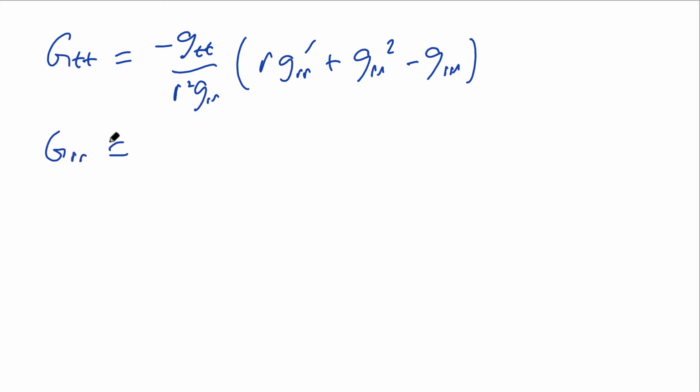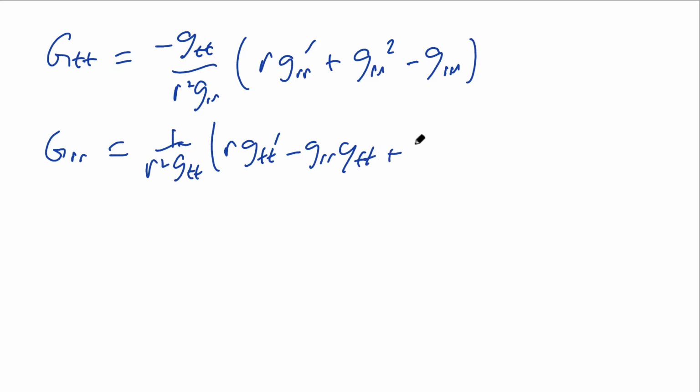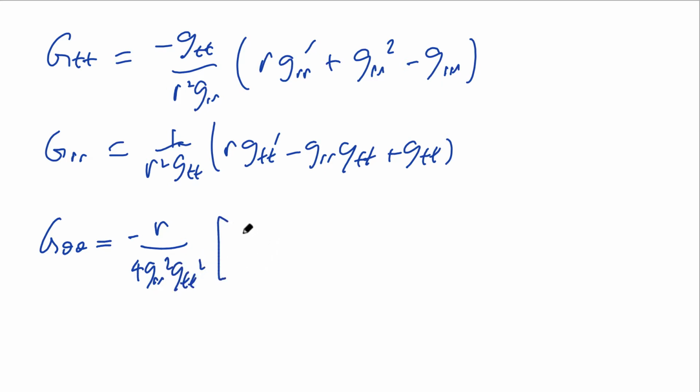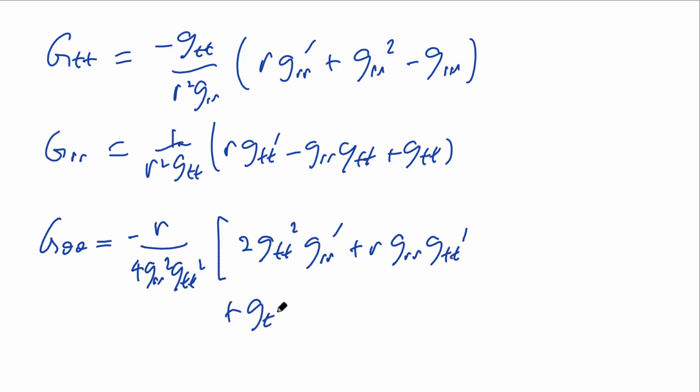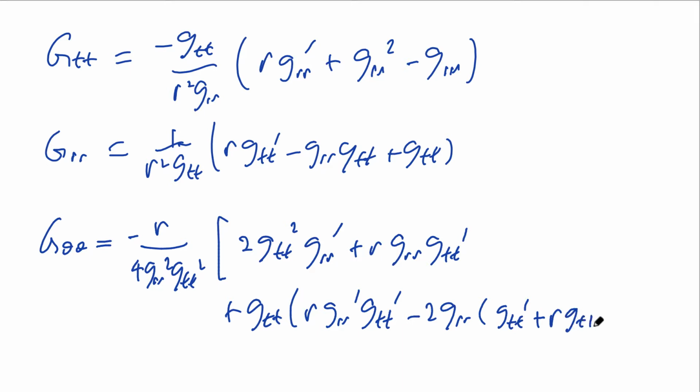The rr component of the Einstein tensor is 1 over r squared g_tt times r g_tt prime minus g_rr g_tt plus g_tt. The theta-theta component of the Einstein tensor is minus r over 4 g_rr squared g_tt squared times 2 g_tt squared g_rr squared, that's g_rr prime, plus r g_rr g_tt prime plus g_tt times r g_rr prime g_tt prime minus 2 g_rr times g_tt prime plus r g_tt double prime.